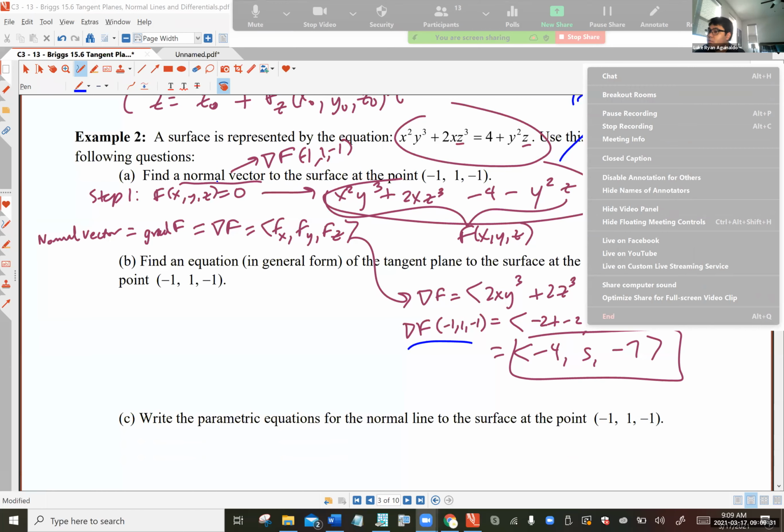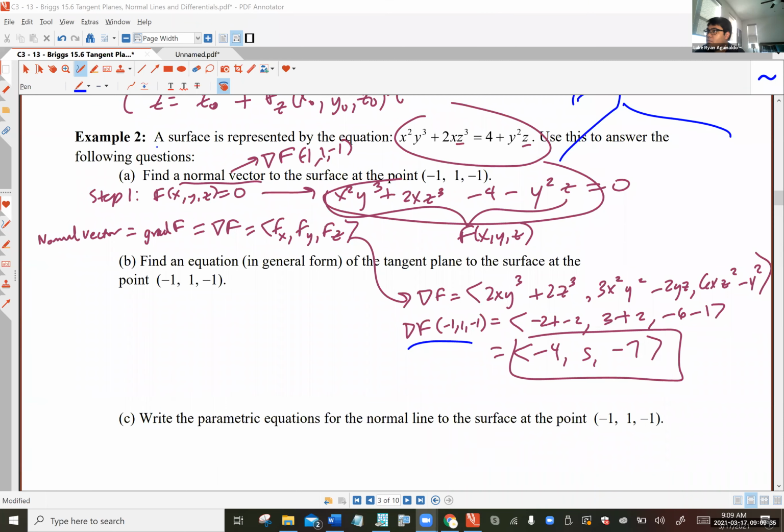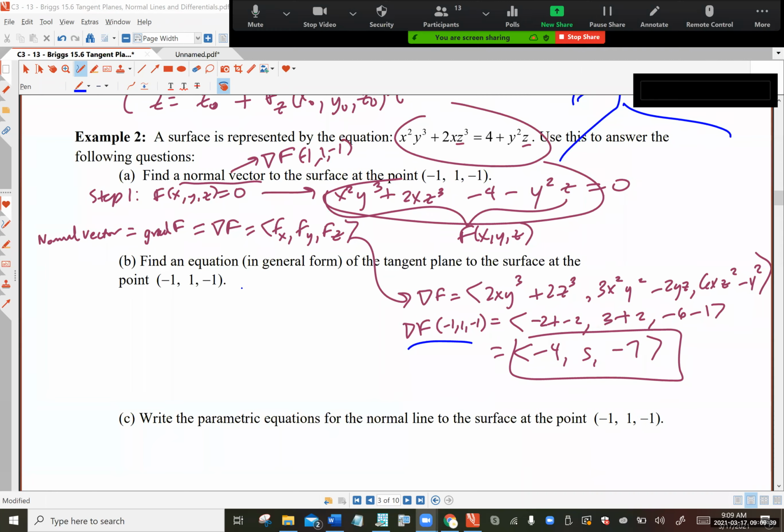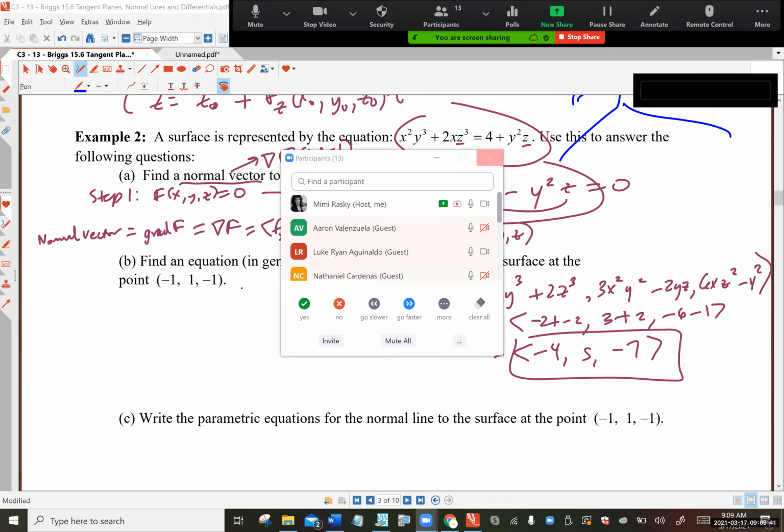Okay, so letter B is just a natural fallout. Now that you've got that normal vector, let's go ahead and get the equation of the tangent plane. Well, -4, 5, and -7 is the normal vector to the plane. So you're just going to use that to help you get the equation of the tangent plane. There's really not a whole lot of thinking here.